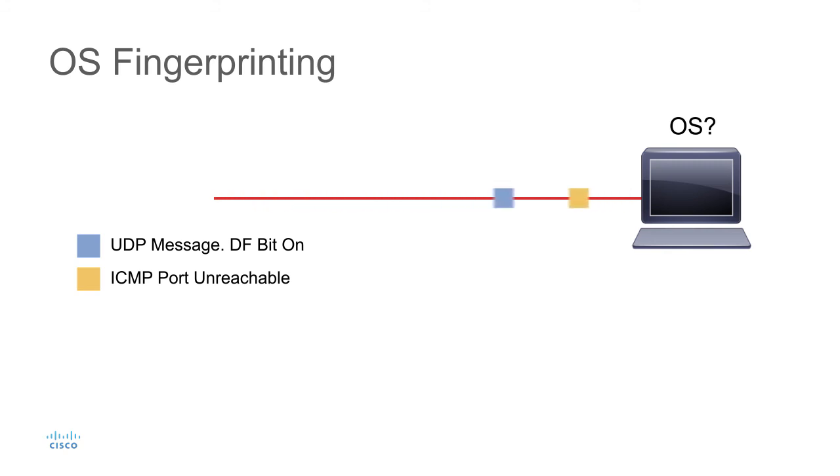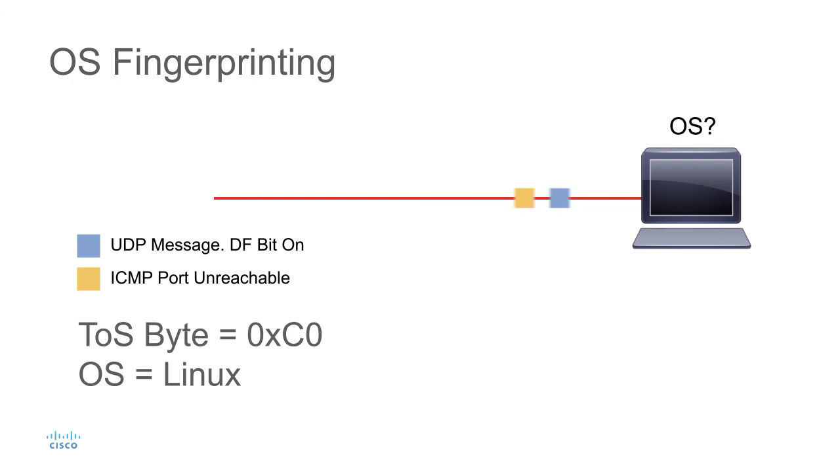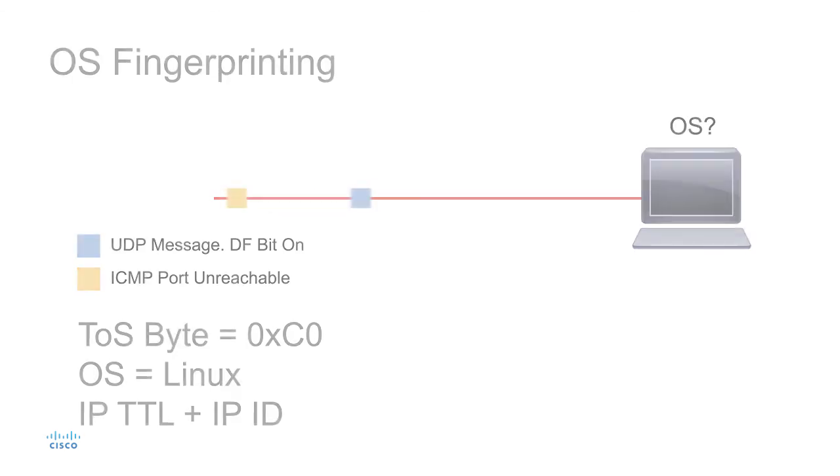For example, looking at the TOS byte, if the value is 0xC0, then it's likely that the target device is running Linux. Other fields that are used in this determination include the IP TTL field as well as the IP ID field.